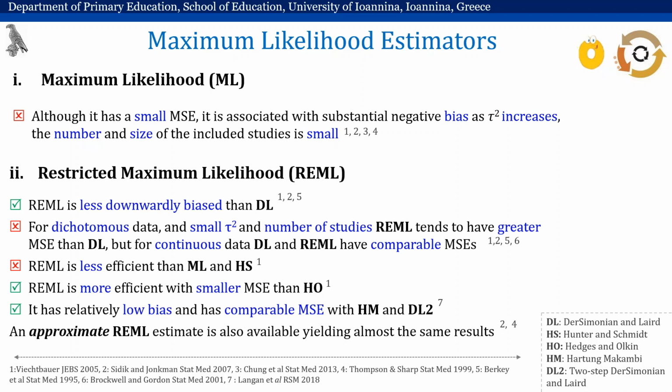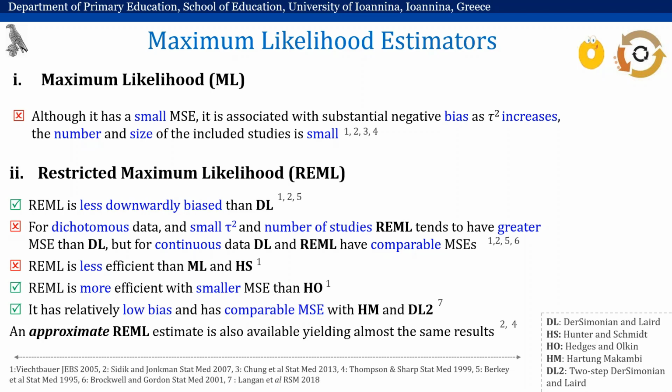In order to correct for the negative bias associated with the maximum likelihood method, the restricted maximum likelihood method has been suggested. For dichotomous data, it is suggested that for small heterogeneity and a small number of studies, the restricted maximum likelihood is less efficient than the DerSimonian and Laird, but for continuous data, its efficiency is comparable to the DerSimonian and Laird. Also, the restricted maximum likelihood is more efficient than the Hedges and Olkin, but less efficient than the maximum likelihood and Hunter and Schmidt. Its mean squared error is comparable to the Hartung and Makambi and the two-step DerSimonian and Laird.